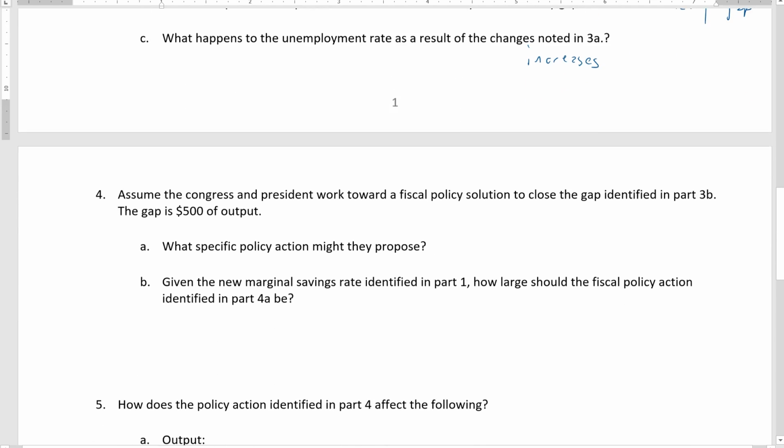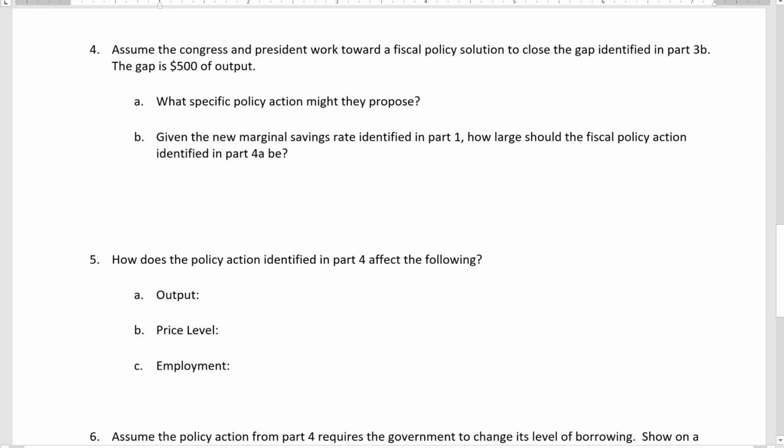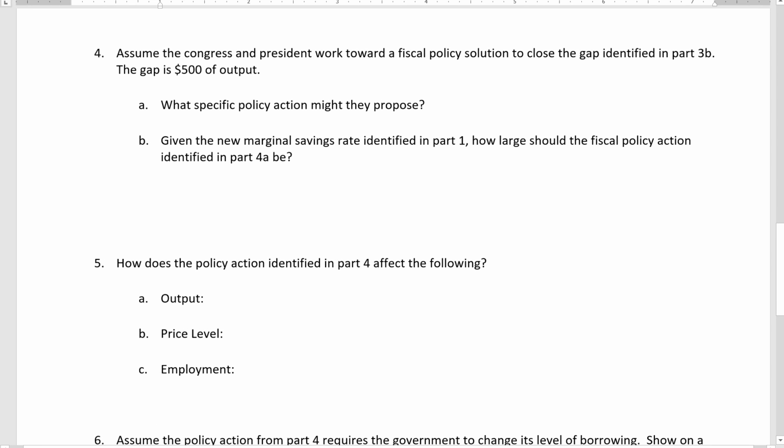Number 4, assume the Congress and President work toward a fiscal policy solution to close the gap identified in Part 3B. The gap is $500 of output. What specific policy action might they propose? So you'll remember in a recession, we're going to use expansionary fiscal policy, which is going to be either increase government spending or reduce taxes.